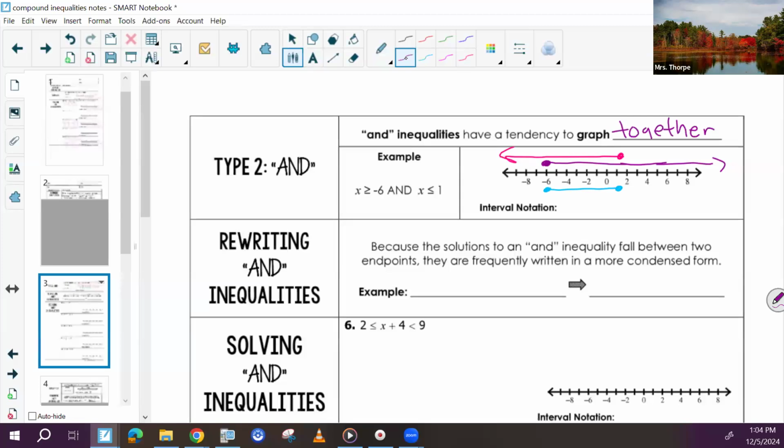So for the interval notation, I'm just looking for where they overlap. I'm not looking at the fact that this keeps going left and right towards infinities, both negative and positive. I'm just looking for this part. So that would be from start to finish, starting at -6, ending at 1. And they're both closed, so they're both square brackets. So no infinities in this.